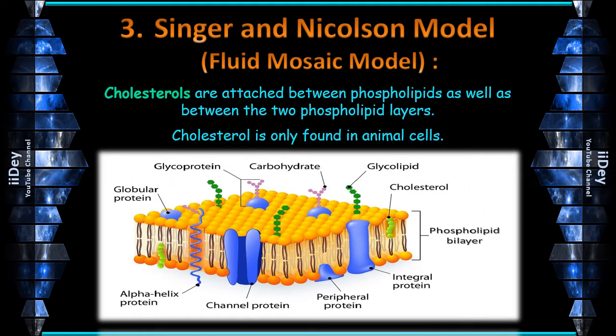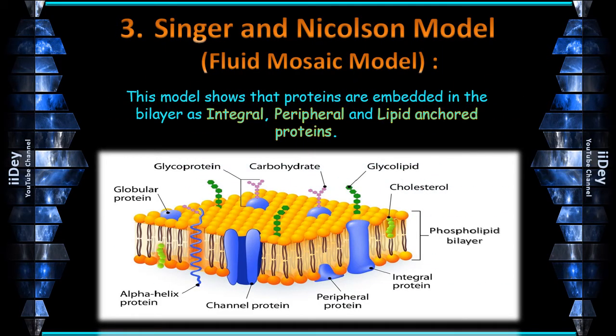Cholesterols are attached between phospholipids as well as between the two phospholipid layers. Cholesterol is only found in animal cells. This model shows that proteins are embedded in the bilayer as integral, peripheral, and lipid-anchored proteins.